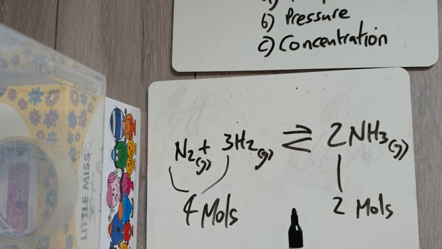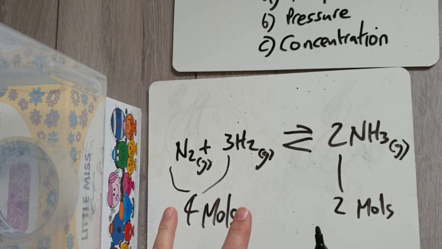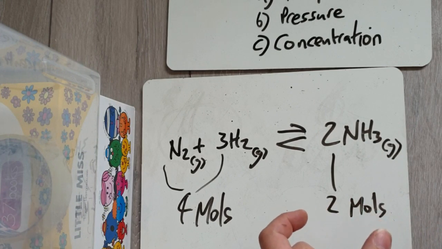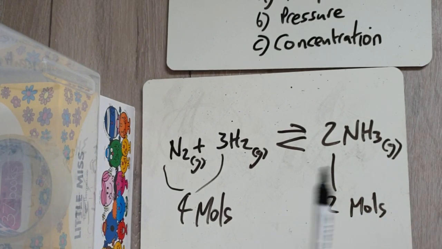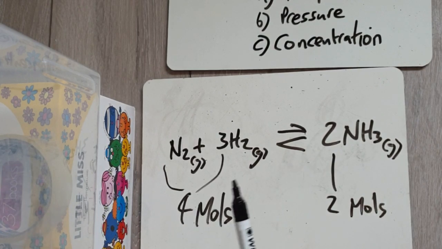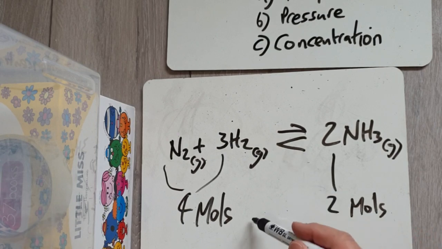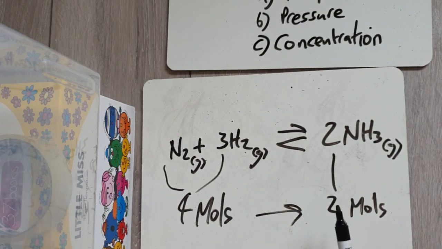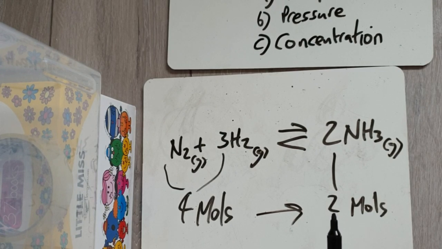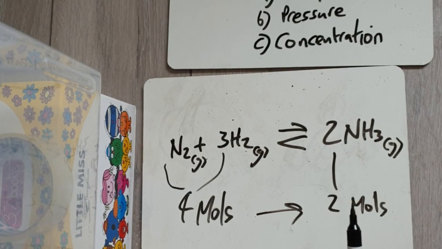So if we make the pressure really, really high, we've got 4 moles of gas taking up a certain amount of space and 2 moles of gas taking up a certain amount of space. If we increase the pressure to ridiculous levels, the equilibrium tries to do the opposite. It tries to decrease the pressure. Which way can it decrease the pressure? It shifts that way, because it's halving the amount of space it needs. It's going from 4 moles of gas to 2 moles of gas. So if you make the pressure really high, it shifts to the side where there are the fewest moles of gas to make the pressure low.